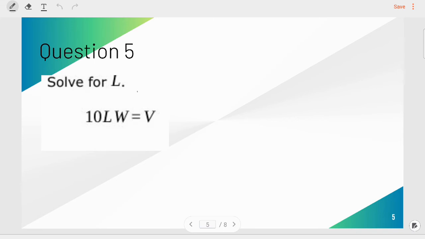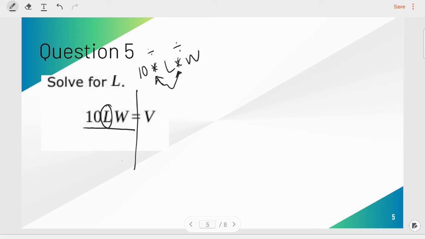I've drawn my line, I circle L, and I notice that there's multiplication going on. This means 10 times L times W. But there are two multiplications going on right around L, so there and there. Because they're both multiplication, I can undo with division at the same time.